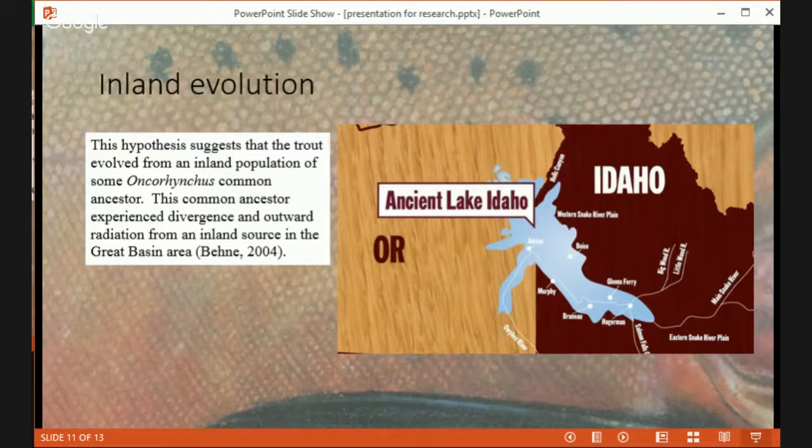So we can conclude that the inland dispersal method or hypothesis is probably more correct in explaining the emergence of the Yellowstone cutthroat trout.